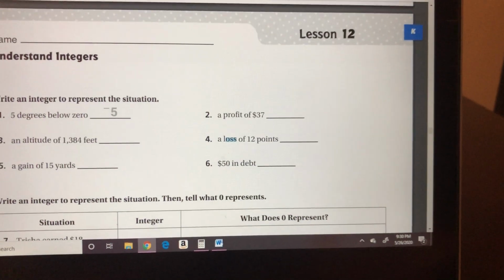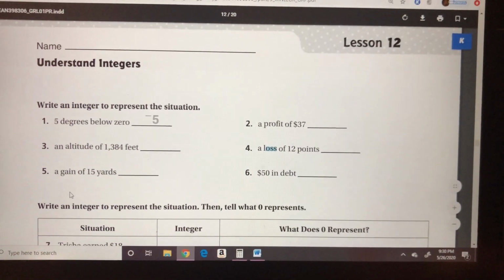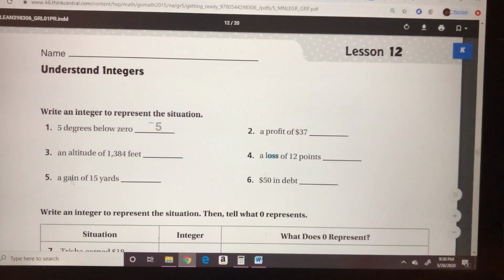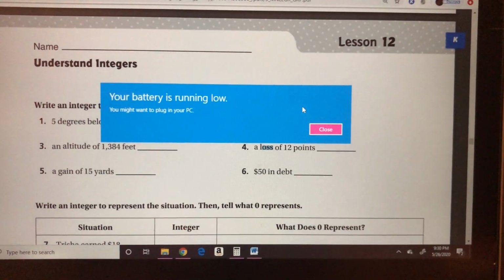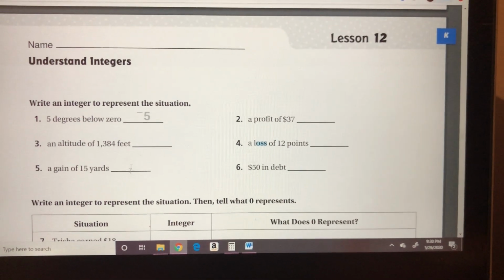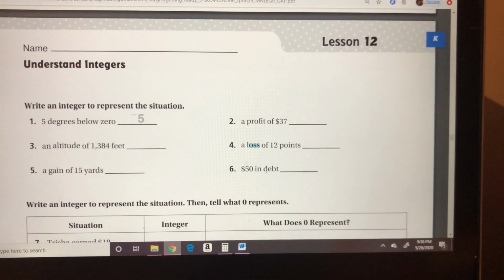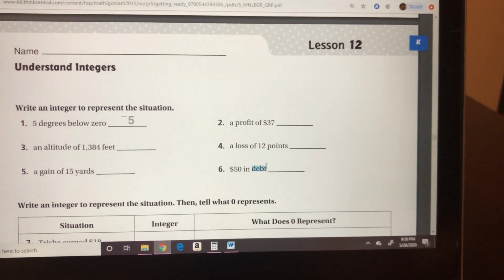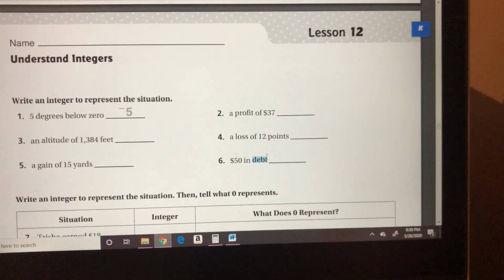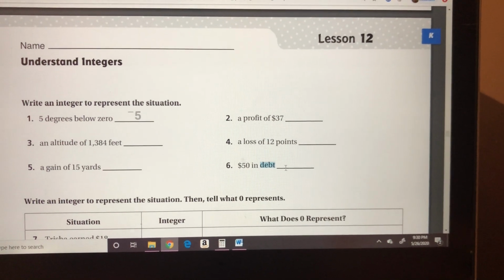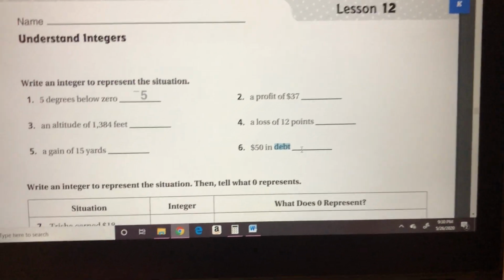For number 5, a gain of 15 yards. So if you're gaining something, it's in your favor. So it's going to be a positive number. Okay, so it'll be positive 15, or just write the 15 here. $50 in debt. Okay, if I owe money, or I'm upside down, or whatever the case is, it's going to be negative. Okay, so I would write -$50.